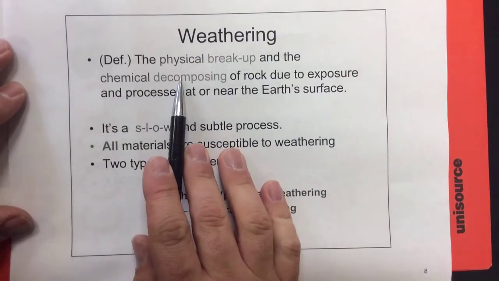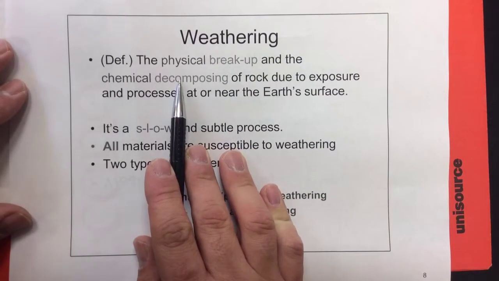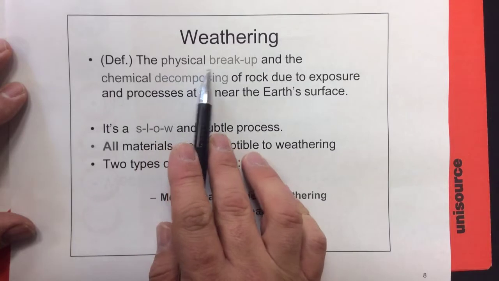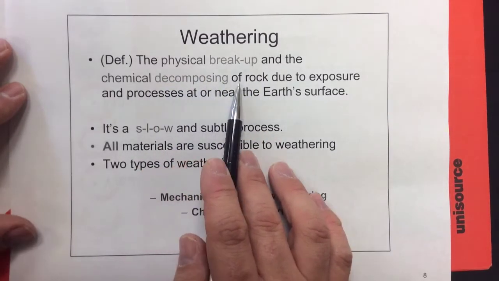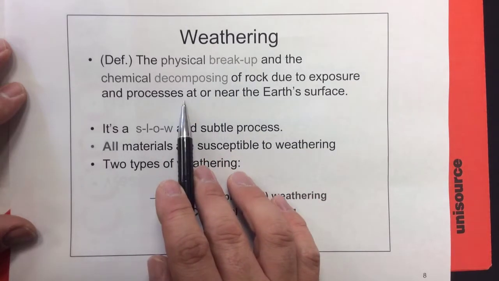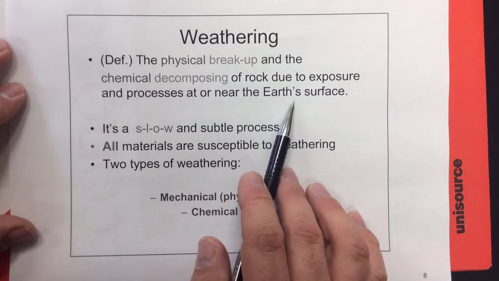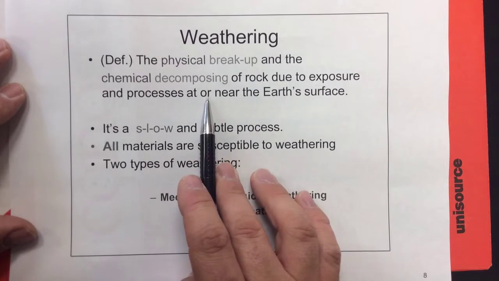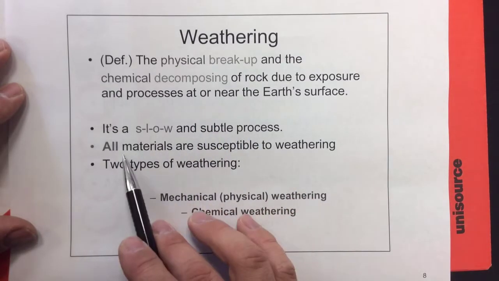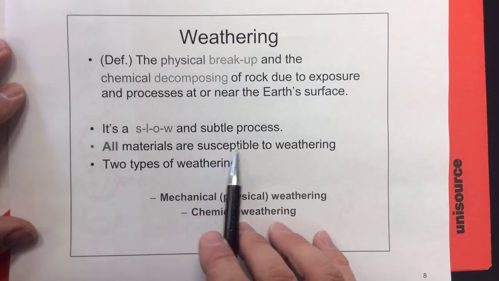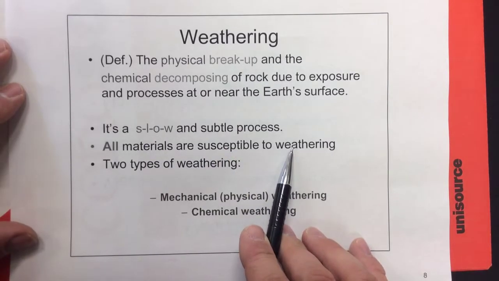Okay, weathering. This is basically what this first part of the unit is going to be. Definition: a physical breakup and chemical decomposing or breakup of rock due to exposure and processes at or near Earth's surface. Basically, if some kind of rock is falling apart or going into smaller pieces, it is weathering. It is a slow and subtle process. All materials are susceptible to weathering. So basically anything that's on the surface can and will eventually weather and break down.